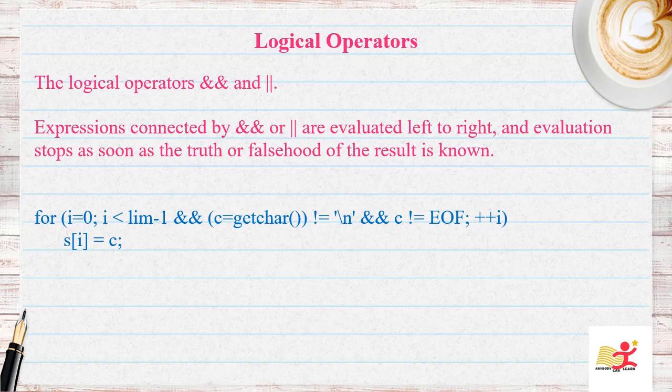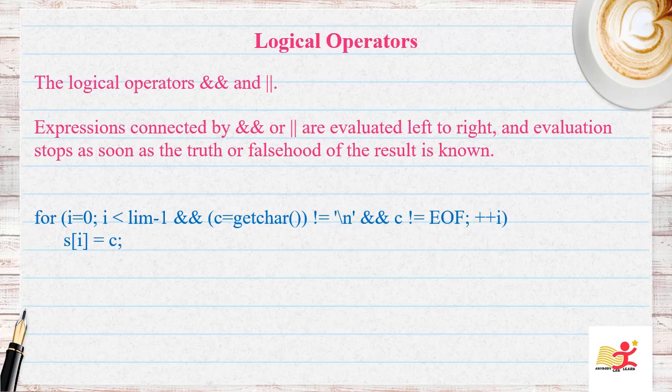Logical operators. Logical operators are logical AND and logical OR, denoted by two ampersands, which is logical AND, and two vertical lines, which is logical OR. Expressions connected by AND or OR are evaluated from left to right, and the evaluation stops as soon as the truth or falsehood of the result is known.